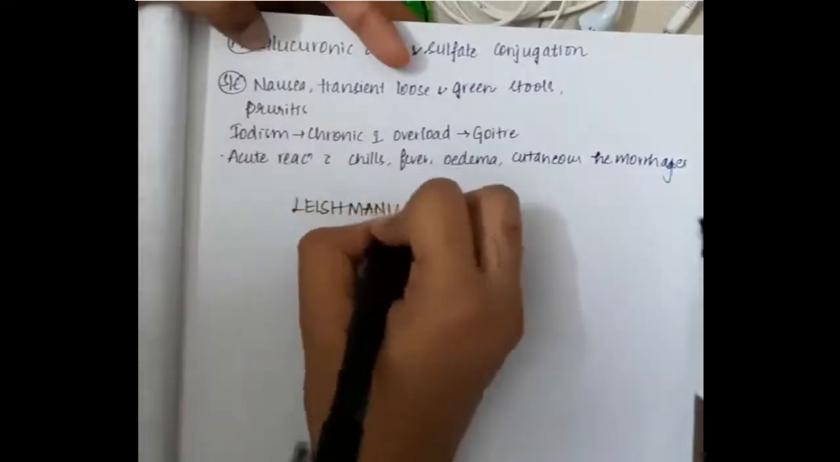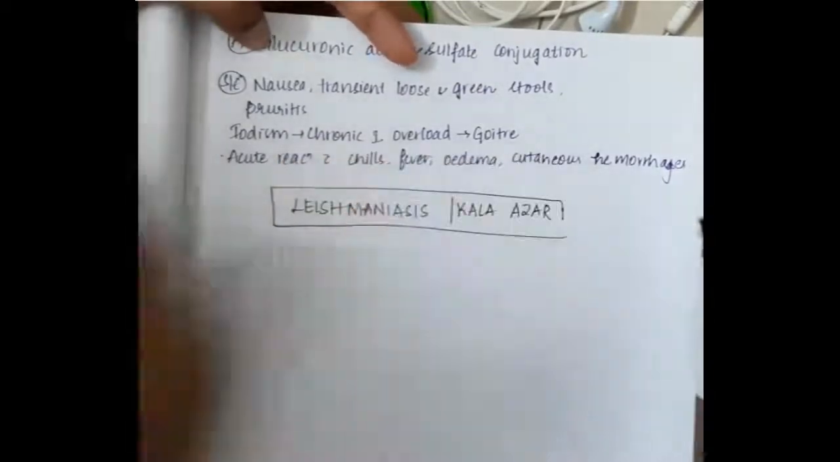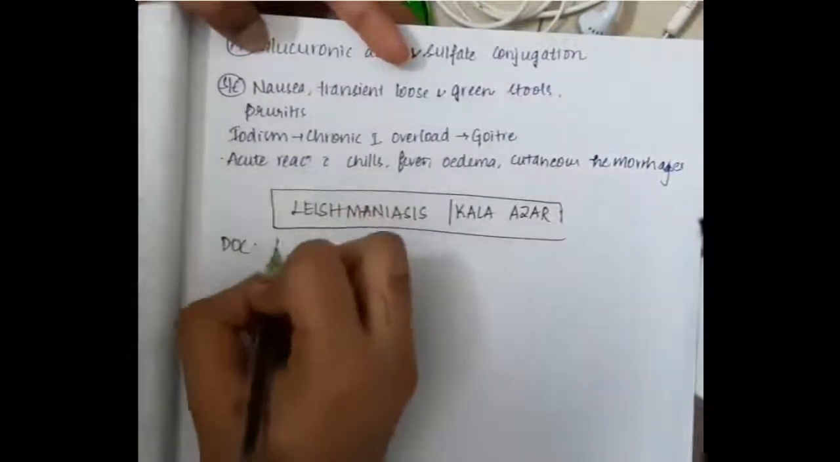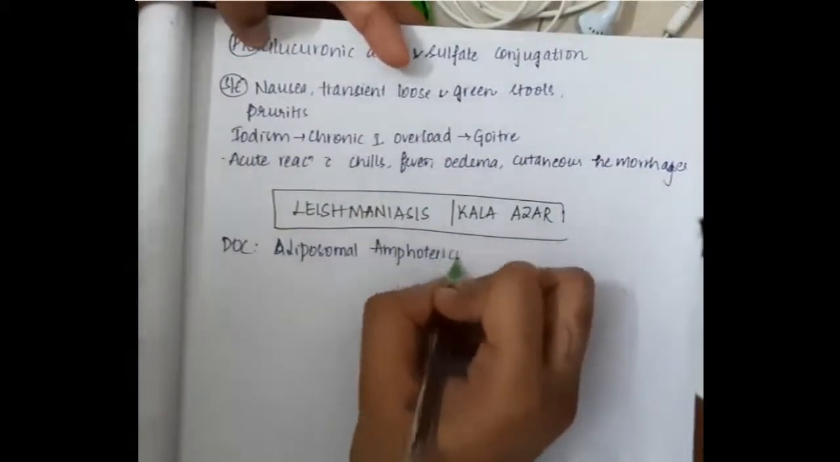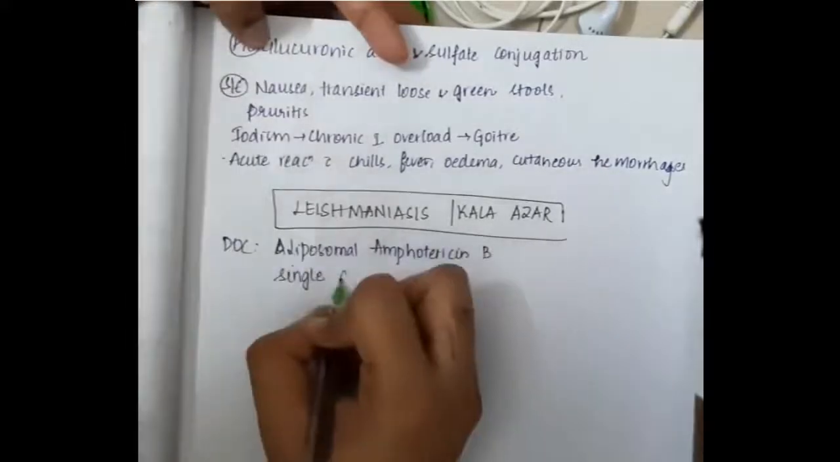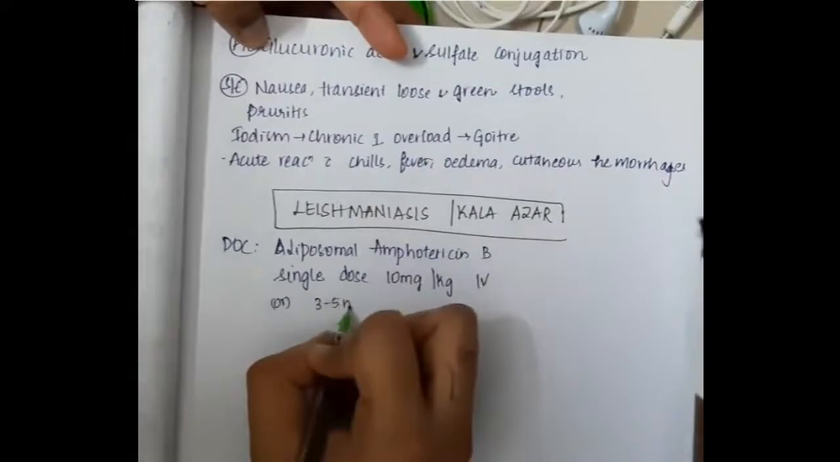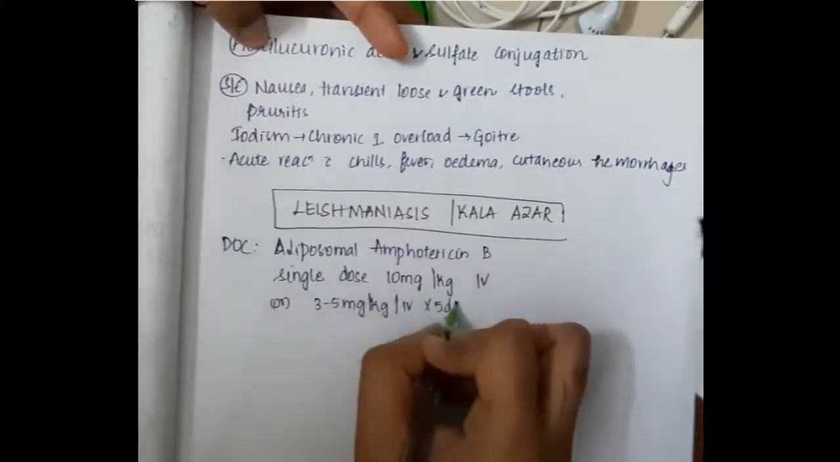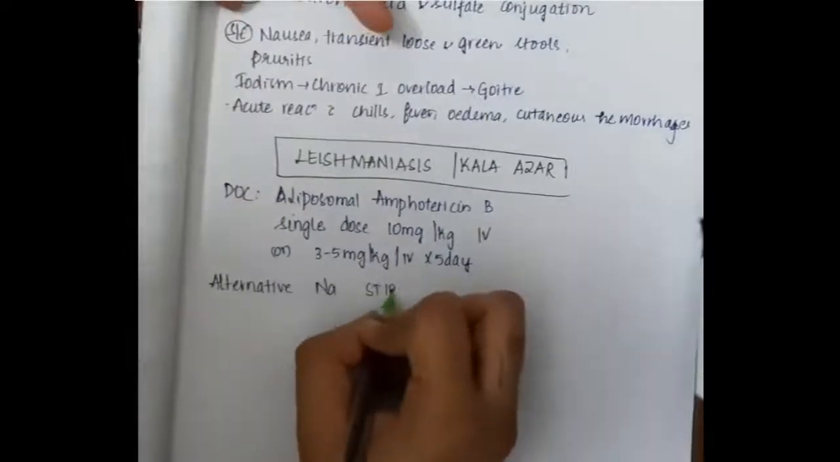Hello friends, let us now learn some important points about leishmaniasis or kala azar. The drug of choice for leishmaniasis or kala azar is liposomal amphotericin B. Here we give a single dose of 10 milligrams per kg IV, or 3 to 5 milligrams per kg IV for 5 days.